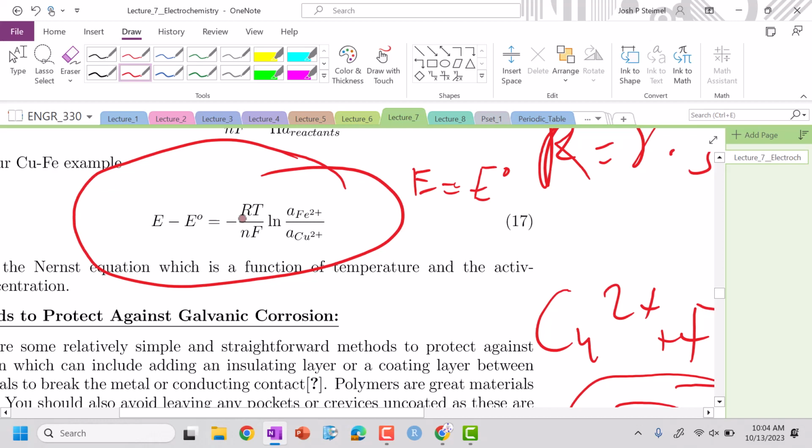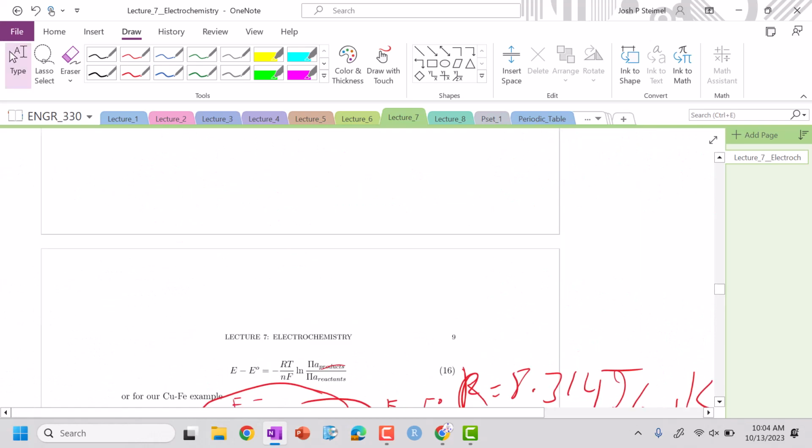And one of the cool things is, let's say my E naught is positive. I can actually change the temperature or the concentration of these products and reactants to make the E that I measure negative. So that's one of the cool things that we will investigate and see in these problems.